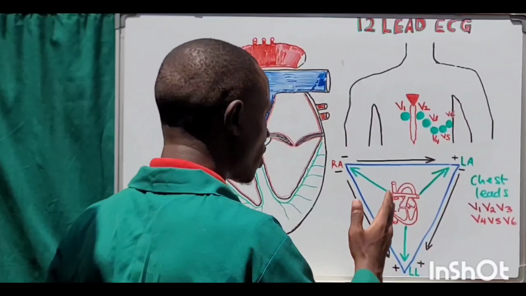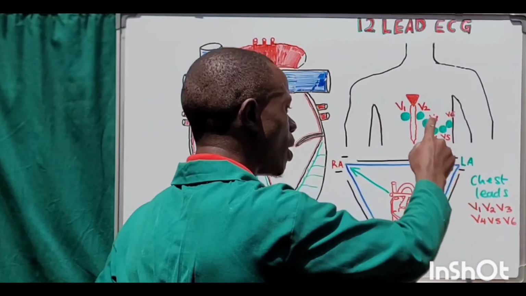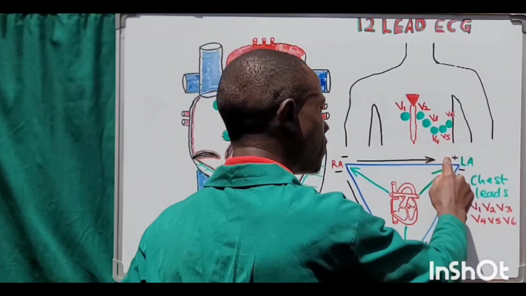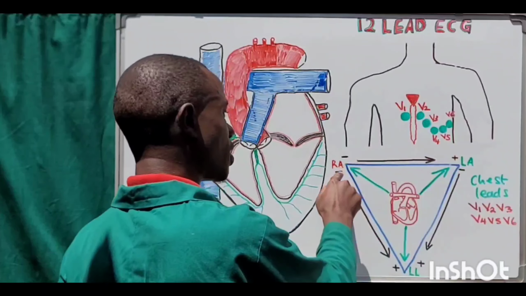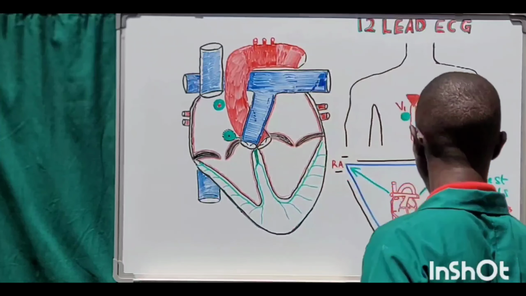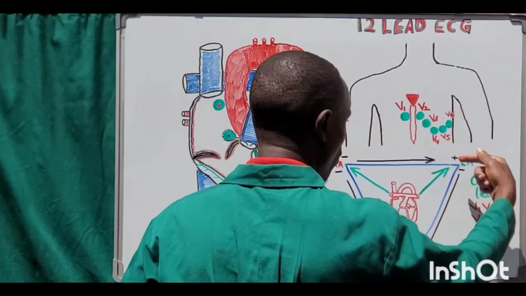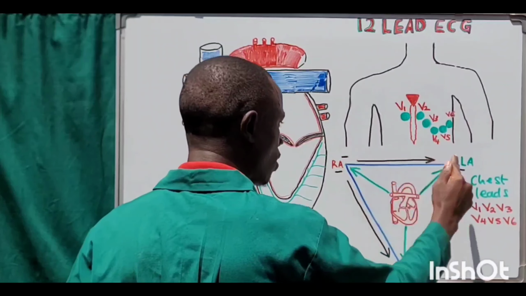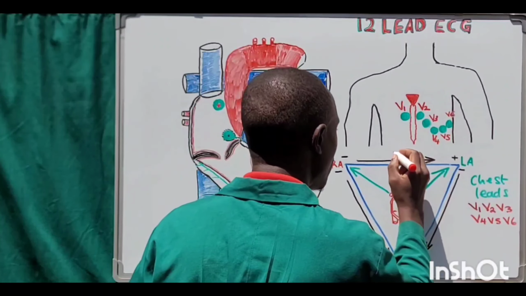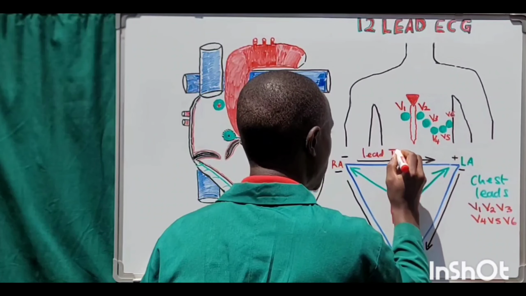Okay, so for example, this positive electrode which is put on the left arm, we are going to be looking from the left arm, and then we look at the right arm. So for example, if I look at the heart from this corner like this, this lead here, he called it lead 1.